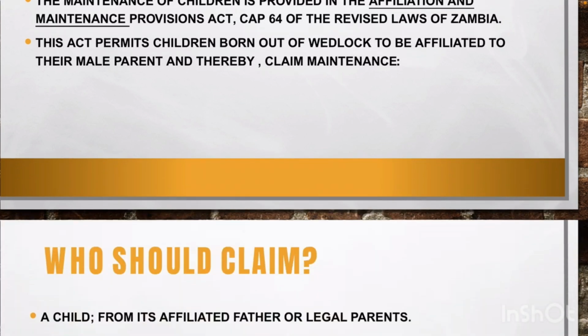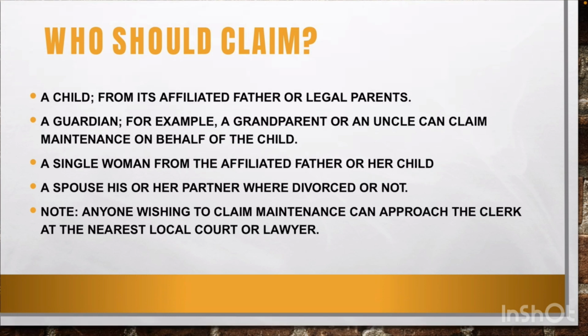So who can claim maintenance? One, a child from its affiliated father or legal parent. A child can claim maintenance, or a guardian, whoever is looking after that child. For example, a grandparent or an uncle can claim maintenance on behalf of the child. A single woman can claim from the affiliated father of her child. A spouse, whether or not the partners are divorced. A spouse, we mean a wife or a husband. Note that anyone wishing to claim maintenance can approach the clerk at the nearest local court or a lawyer.